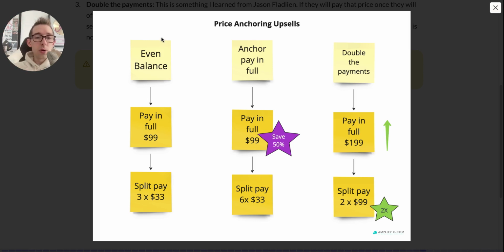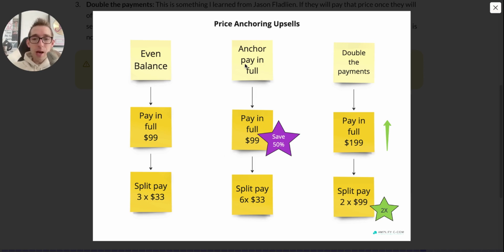Okay. So you can do an even balance. So you can say, hey, it's $99 for this upsell. And then the split pay, it's 3 times 33. So pay once a month, 3 times 33. What does that equal? Equals 99. So completely even balance. I'm not a massive fan of doing even balance just because we seem to make more money when we do the others.